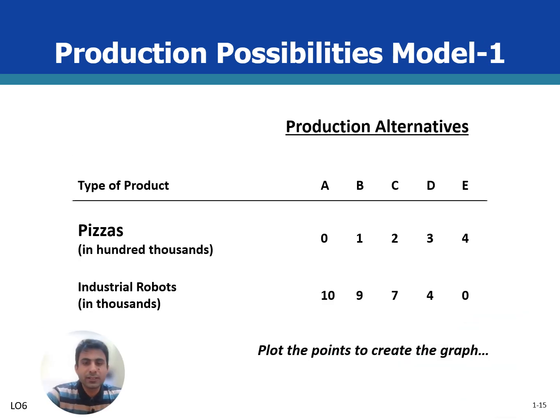Let me try to explain this production possibility through a table, and then later on we will draw the diagram as well. So the production possibility table outlines the different combinations of pizza and rewards that an economy can produce. Here the pizza is representing the consumer goods and rewards are representing the industrial goods. So each point in the table represents a specific allocation of the resources between the two goods.